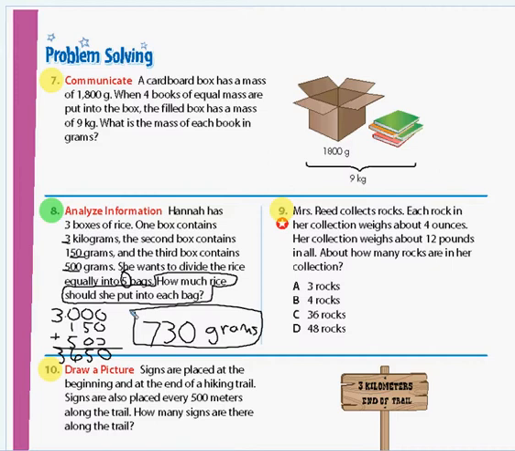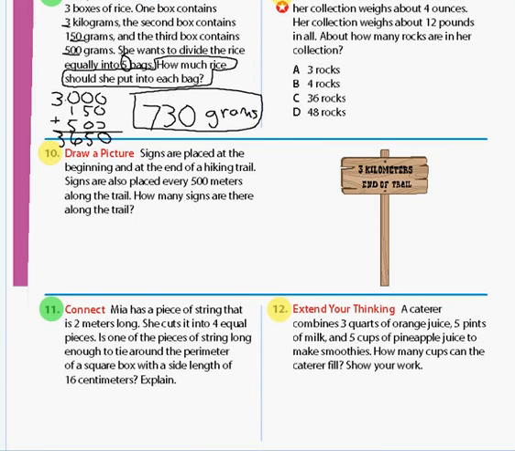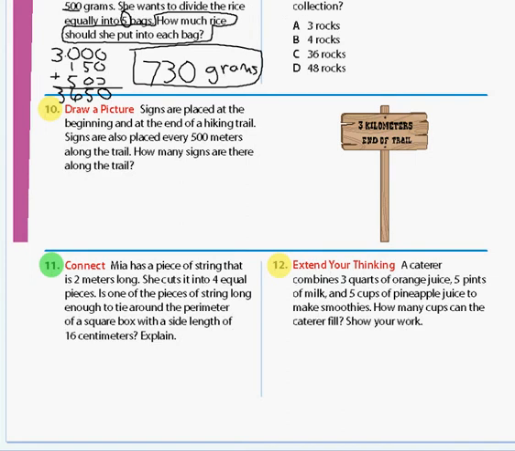Okay, problem number 9. Mrs. Reed collects rocks. Each rock in her collection weighs about 4 ounces. Her collection weighs about 12 pounds in all. How many rocks are in her collection? A, 3 rocks, B, 4 rocks, C, 36 rocks, or D, 48 rocks. Question number 10. Signs are placed at the beginning and at the end of a hiking trail. Signs are also placed every 500 meters along the trail. How many signs are on the trail? They show right here, and you look at the sign, it says this trail is 3 kilometers long. So keep that in mind.